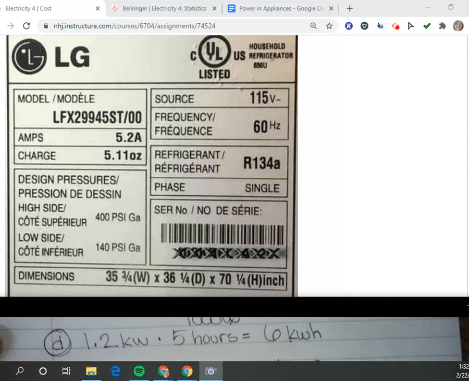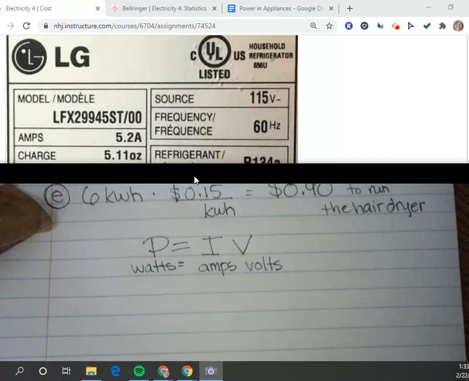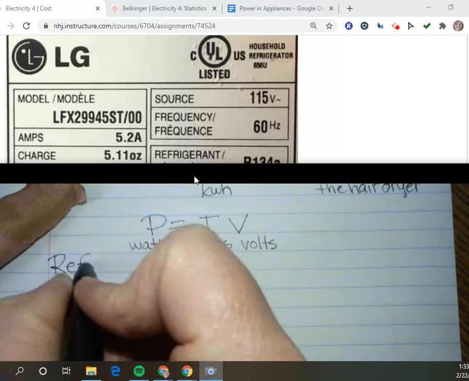Okay. If we look at the refrigerator, we can see that it's a 5.2 amp refrigerator, and its source is 100 and needs 115 volts. Okay? It's a household refrigerator. So in order to find the watts, we are going to have to use our formula. So let's go ahead and we'll go through this one, and then you're going to do some on your own.